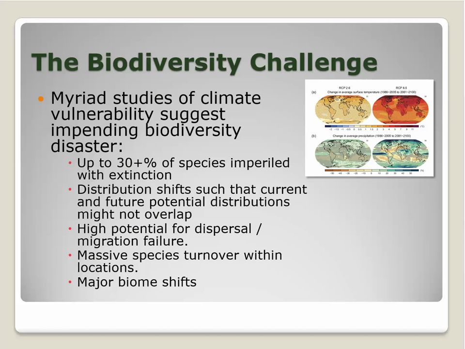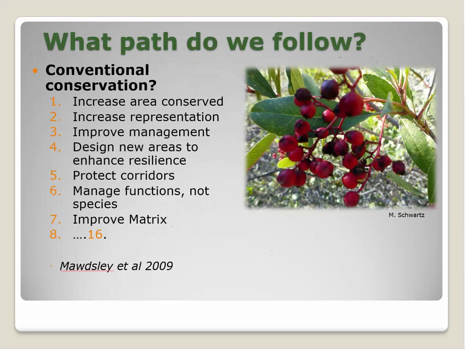Okay, so using those mean temperatures, there's myriad studies that suggest that climate vulnerability is going to be a disaster for biodiversity, that upwards of 30% of species may be at elevated risk of extinction. But bear in mind that that's based on looking at those mean climatic values, and I think that that's a pretty weak way to model.